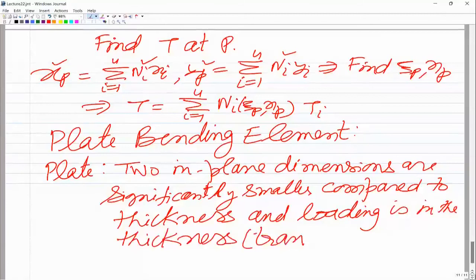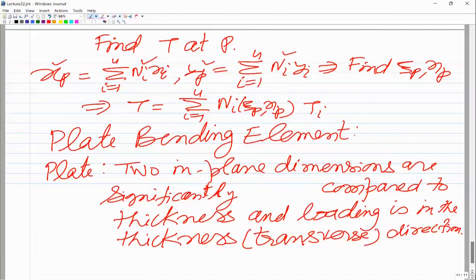Excuse me, sir. Is it smaller or should it be larger compared to the thickness? Yes, significantly larger. I'm sorry, thanks for correcting this. Yes, they are larger, not smaller. They are significantly larger. Thanks for correcting this.